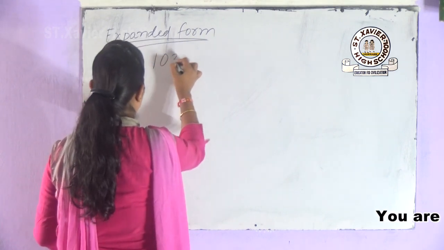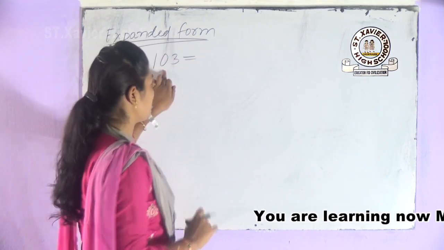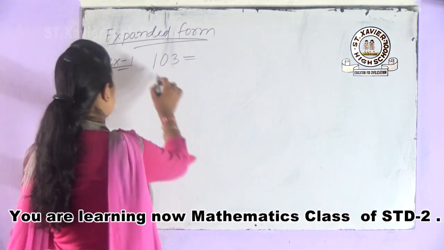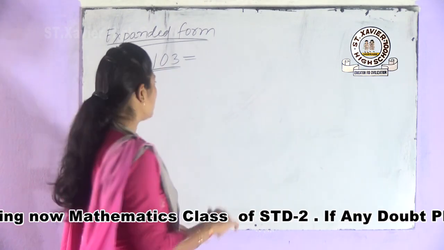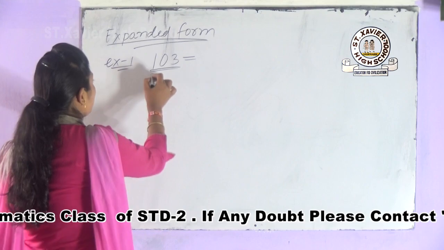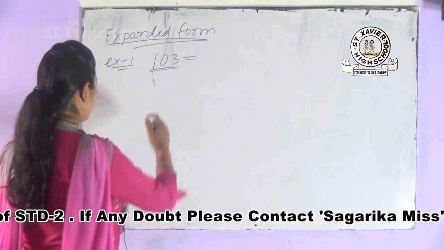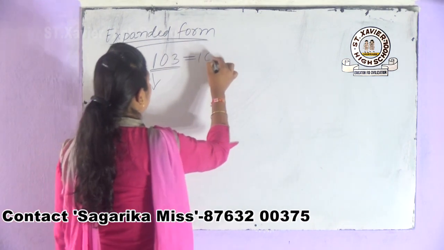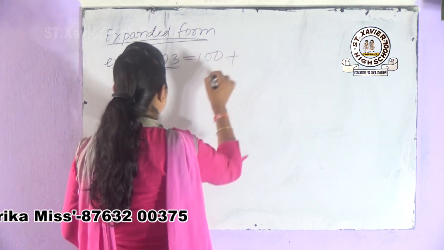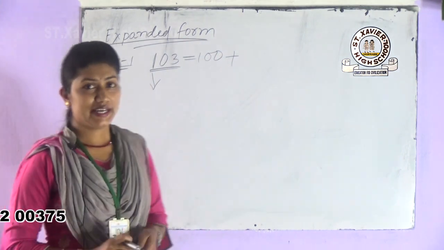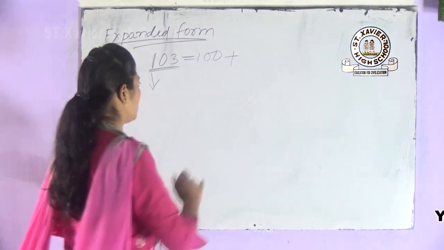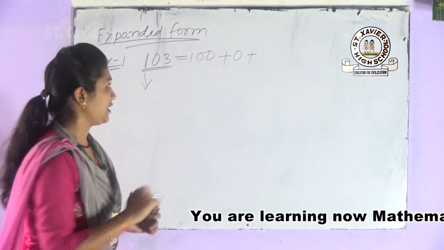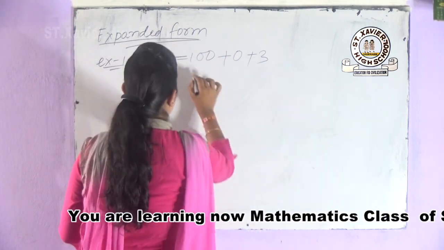Suppose 103 is given to you. You have to expand this number 103. How to expand? Just write down the place value of the first digit. This is your first digit and the place value of the first digit is 100. After that, what is the place value of 0? The place value of 0 is always 0, so write down 0. Next, the place value of 3 is 3. This is your expanded form.